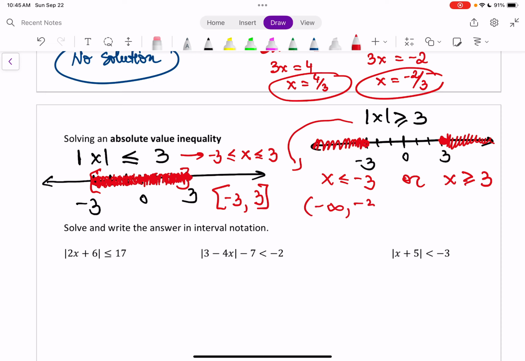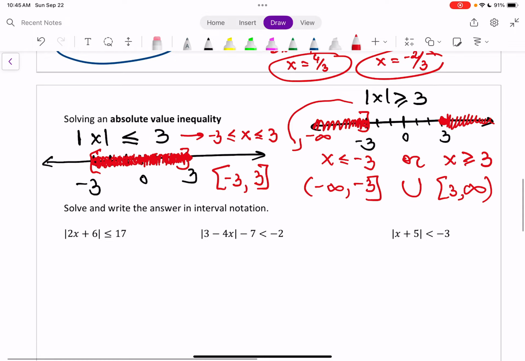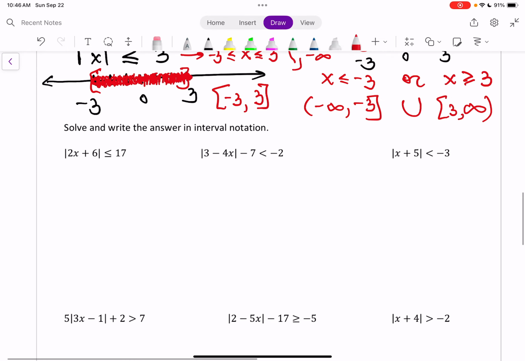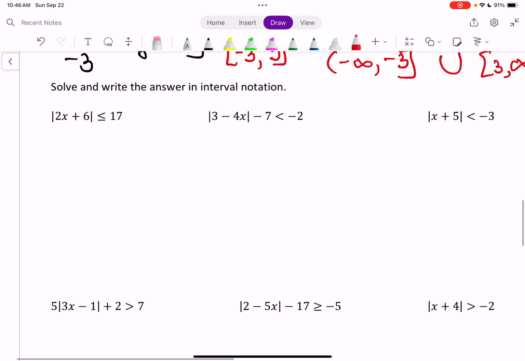So what this means on the number line is anywhere from negative infinity up to negative 3, or 3 to infinity. And remember, the or symbol is the union symbol. Okay. All right, so let's solve some less than or equal and some greater than or equal inequalities and write our answer in interval notation.